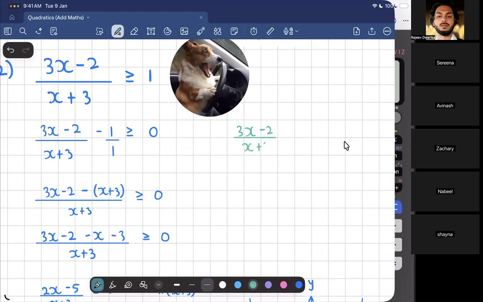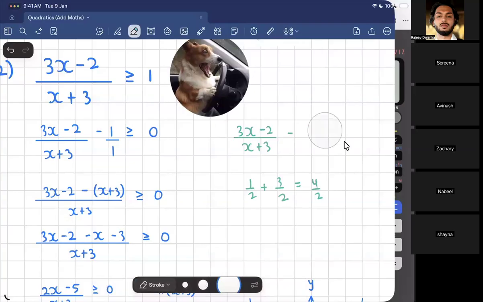Talk to me, Nabil. If I had a half plus 3 over 2, what would that be? That would be 4 over 2, right? Because anytime you have the same denominator, you could add or subtract the numerators. Okay. So in this question, we had 3x minus 2 over x plus 3 minus 1, right? Now watch this.